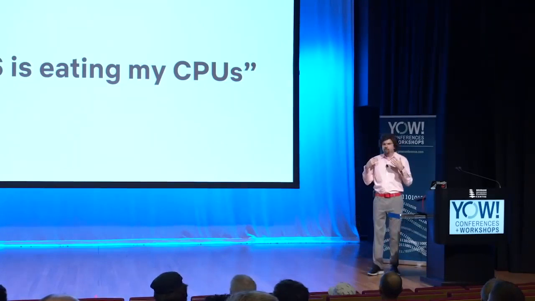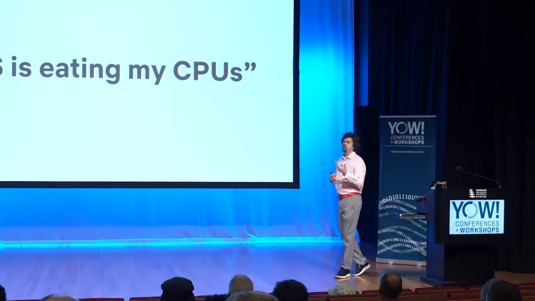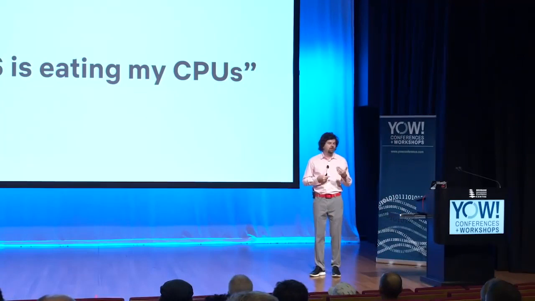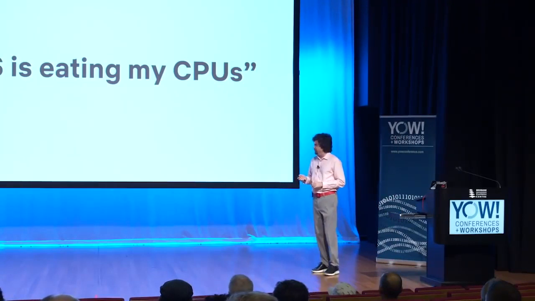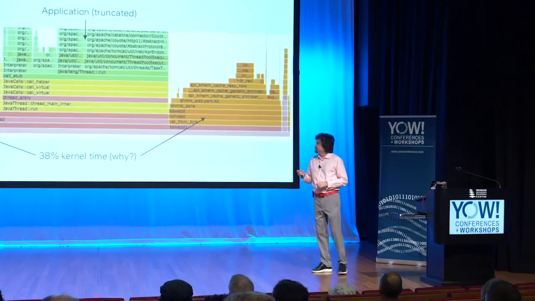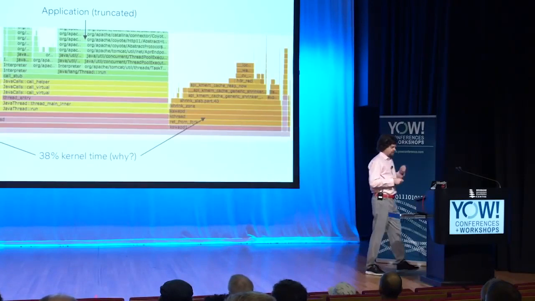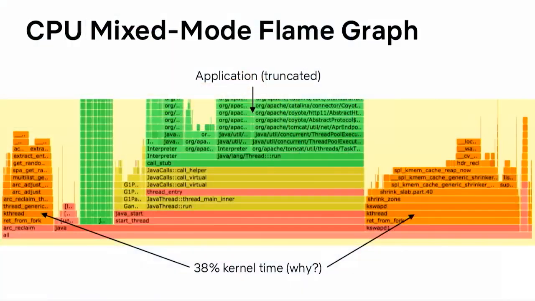So to prove to them that ZFS was not eating the CPUs, I thought I would create a CPU flame graph, which I'll explain in a moment. And the CPU flame graph looked like this. The application, I've colored Java in green, and then kernel time I've colored in orange.